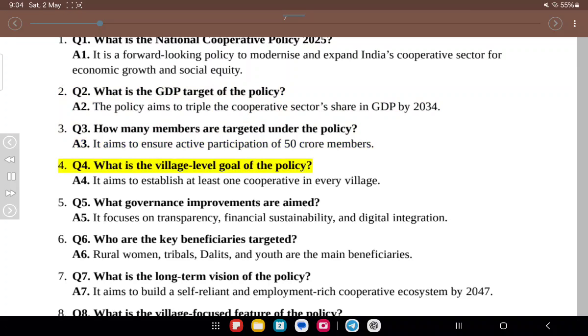4. Q4. What is the village level goal of the policy? A4. It aims to establish at least one cooperative in every village. 5. Q5. What governance improvements are aimed? A5. It focuses on transparency, financial sustainability, and digital integration. 6. Q6. Who are the key beneficiaries targeted? A6. Rural women, tribals, Dalits, and youth are the main beneficiaries. 7. Q7. What is the long-term vision of the policy? A7. It aims to build a self-reliant and employment-rich cooperative ecosystem by 2047.